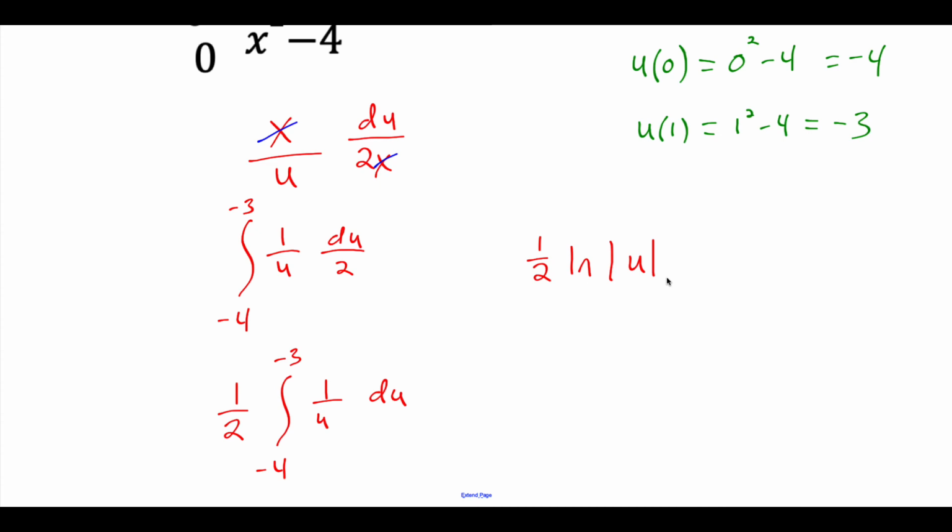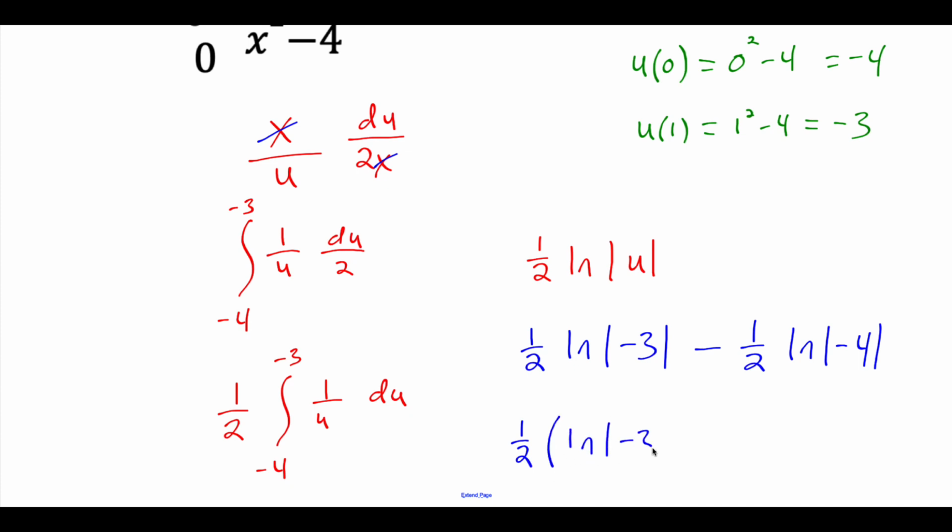Remember, we're not putting the plus c on the end because we're going to evaluate this at the upper and lower limits. So first, we're going to plug in that upper limit of negative 3. So 1/2 times the natural log of the absolute value of negative 3, but then subtract, plug in the lower limit, so then we've got 1/2 times the natural log of the absolute value of negative 4. Now we can clean this up a little bit. We can actually factor that 1/2 out of here, and then it's the natural log of the absolute value of negative 3 minus the natural log of the absolute value of negative 4.